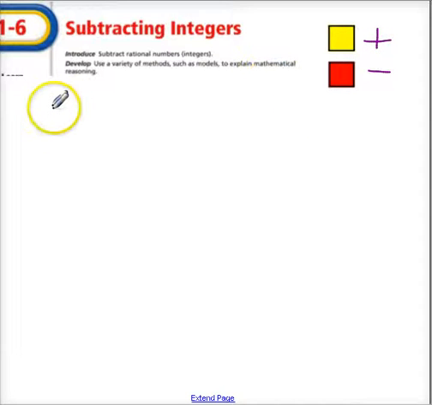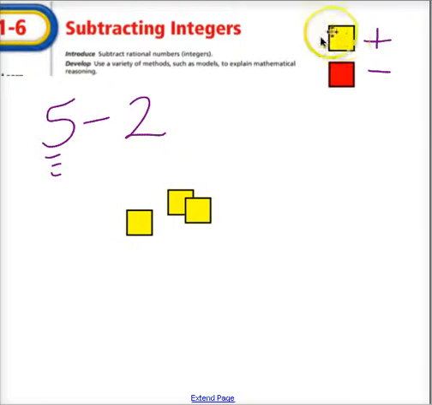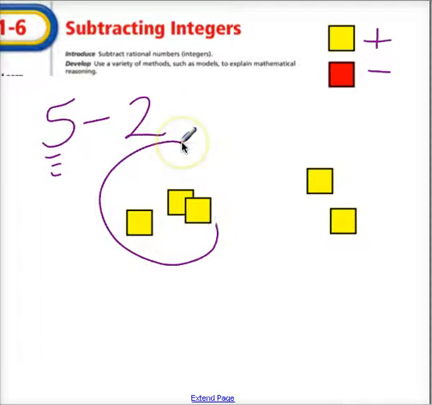Let me model the problem 5 minus 2. First, represent your first number, which is a positive 5. So I'm going to take 5 of my yellows because they're positive. 1, 2, 3, 4, 5. Now I want to take away, because I'm subtracting, so I want to remove 2 positive squares. I can do that because I have 5. There's 2 that I can remove. If I remove those, I look at what I have left, and I have 3 positive squares. 5 minus 2 is 3.